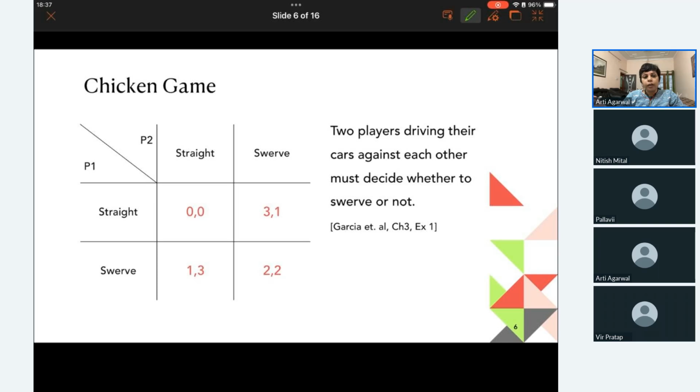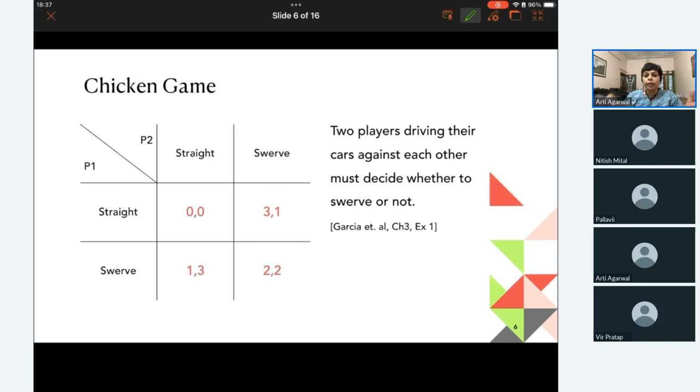Now, obviously, both the cars cannot go straight. If they both go straight, they're going to collide, and their payoffs will be zero because they will both meet their end. So the payoffs for straight-straight are 0-0. Now, if the other guy is swerving, what would I want to do? I would want to go straight, right? Why would I swerve? So the payoffs for straight-swerve are 3-1.